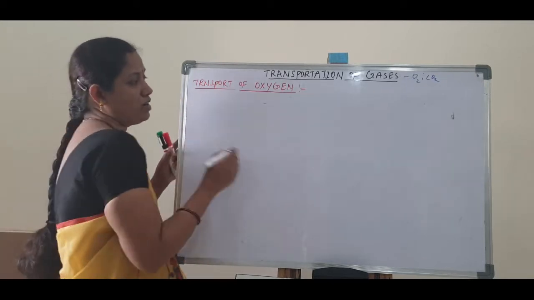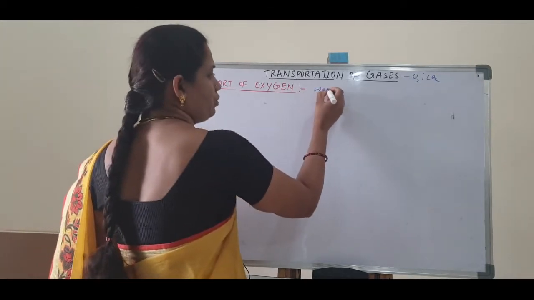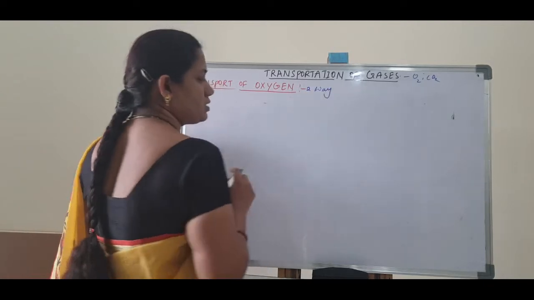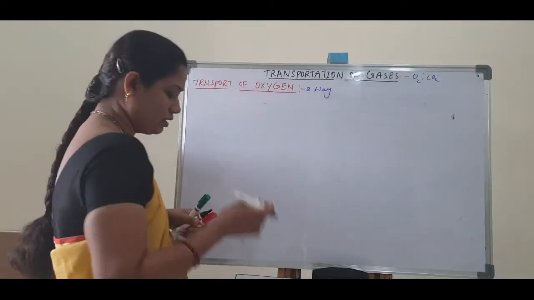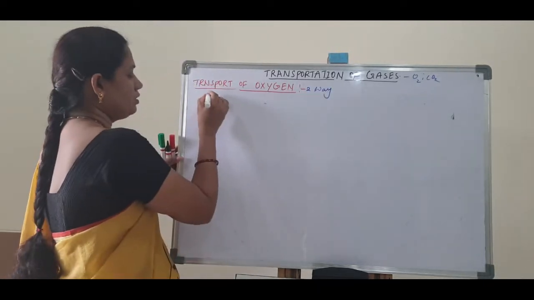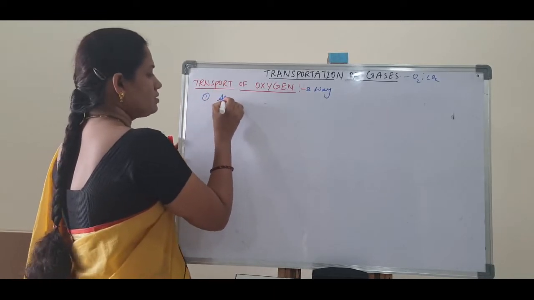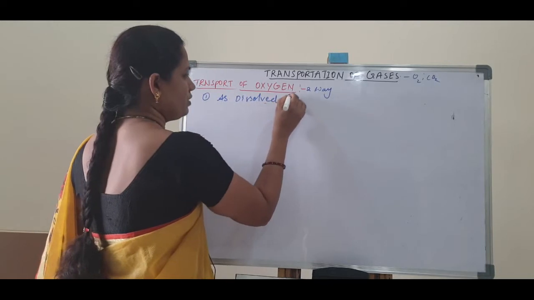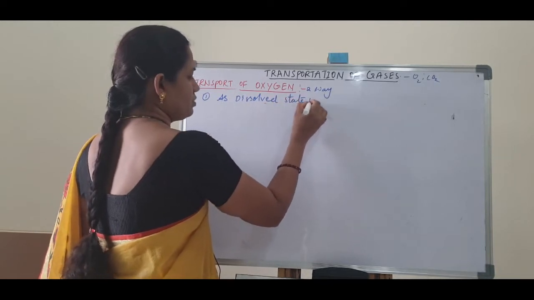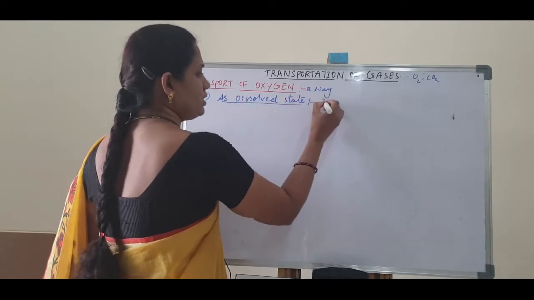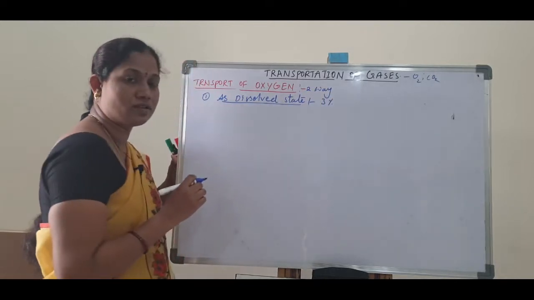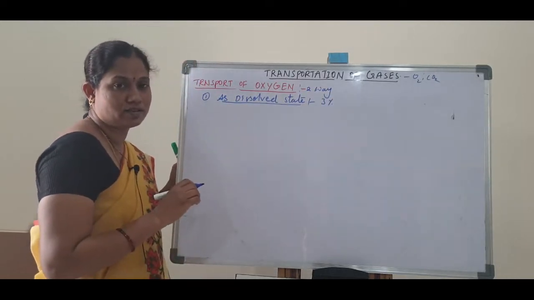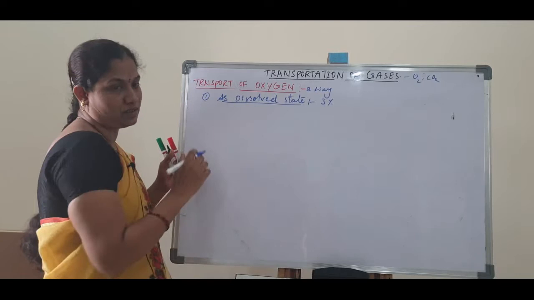Oxygen is mainly transported in two ways. They are, first one, as dissolved state. Dissolved state. Here only 3% of oxygen, a very small amount of oxygen, is transported this way.